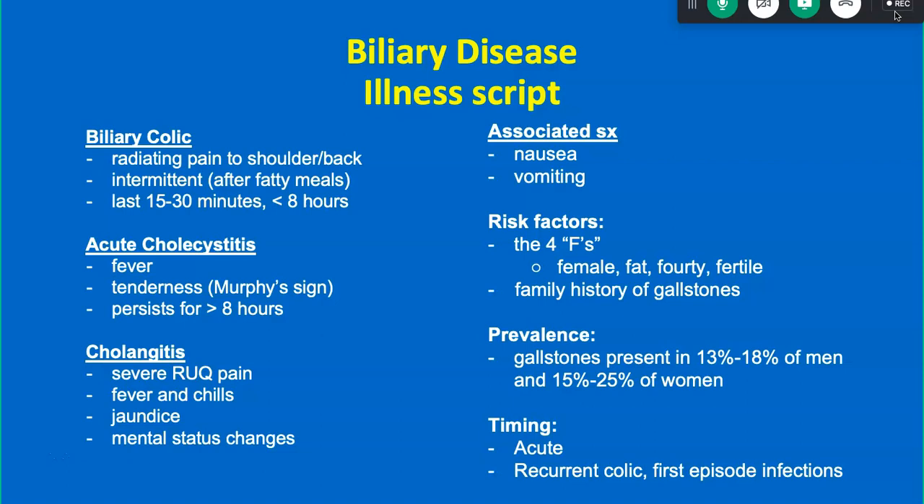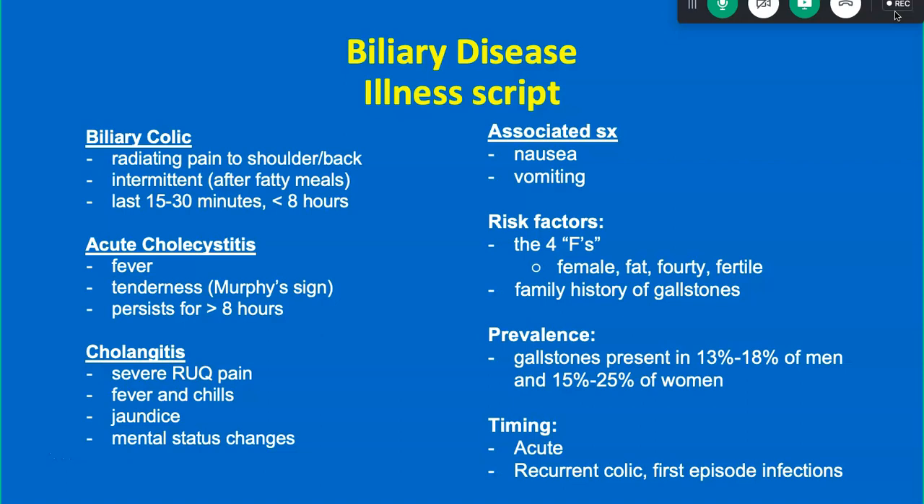That infection can extend to the rest of the biliary tract, and you can have cholangitis, where you see severe right upper quadrant pain, fever and chills, jaundice, and you can also have mental status changes. All of these, this whole group of diseases, you're going to see nausea and vomiting.